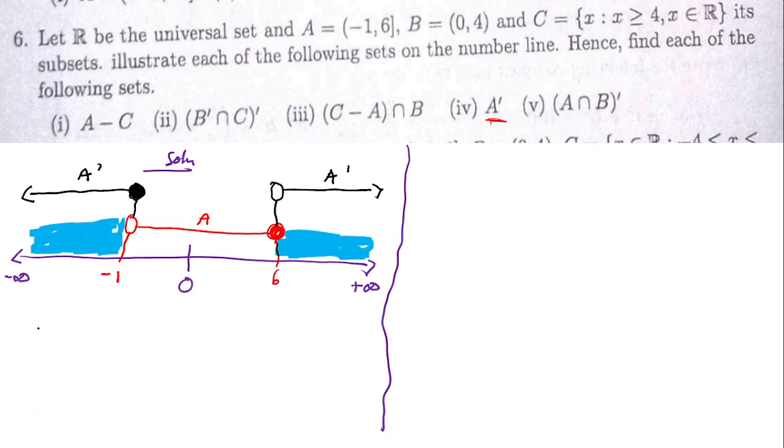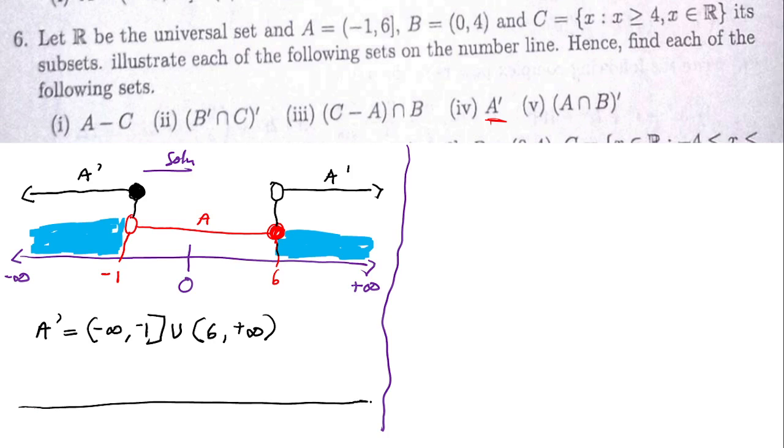So what we are having, A complement is simply equal to, you're going to say open, negative infinity, comma, -1, which is part of the answer. So you say block like that. Then you say union, because there is also this other part. So you're going to say open, since 6 is not part of the answer, then 6, comma, positive infinity, and then you say open.